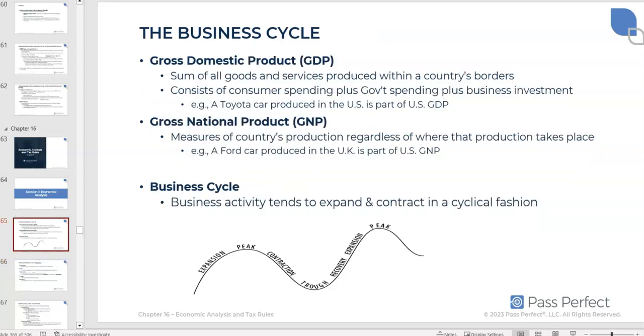So you see here, as it's going up, that's an economic expansion. That's where GDP is growing, right? And businesses are hiring, and inventory is moving out of warehouses, and people have more money to spend, and the economy is in an expansion phase.